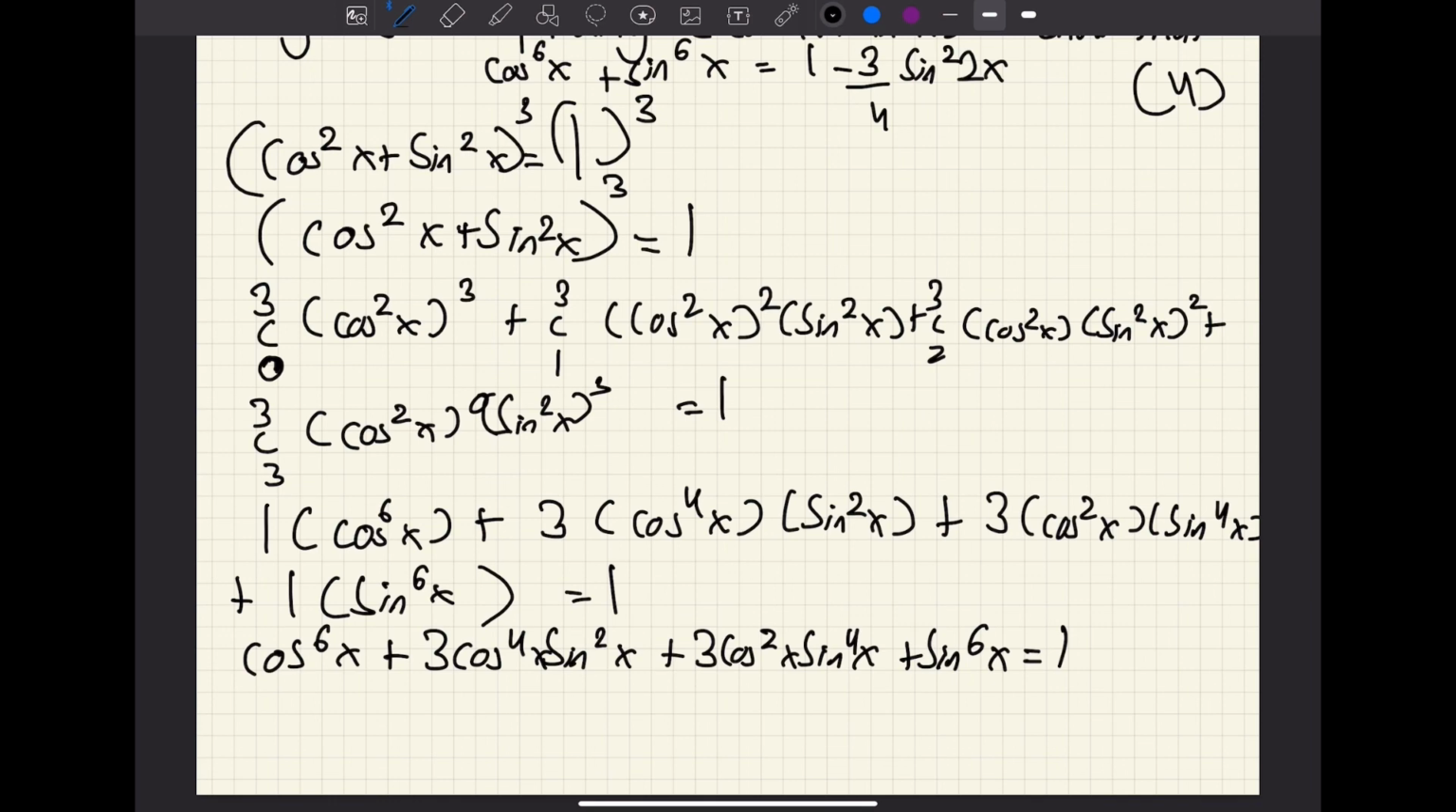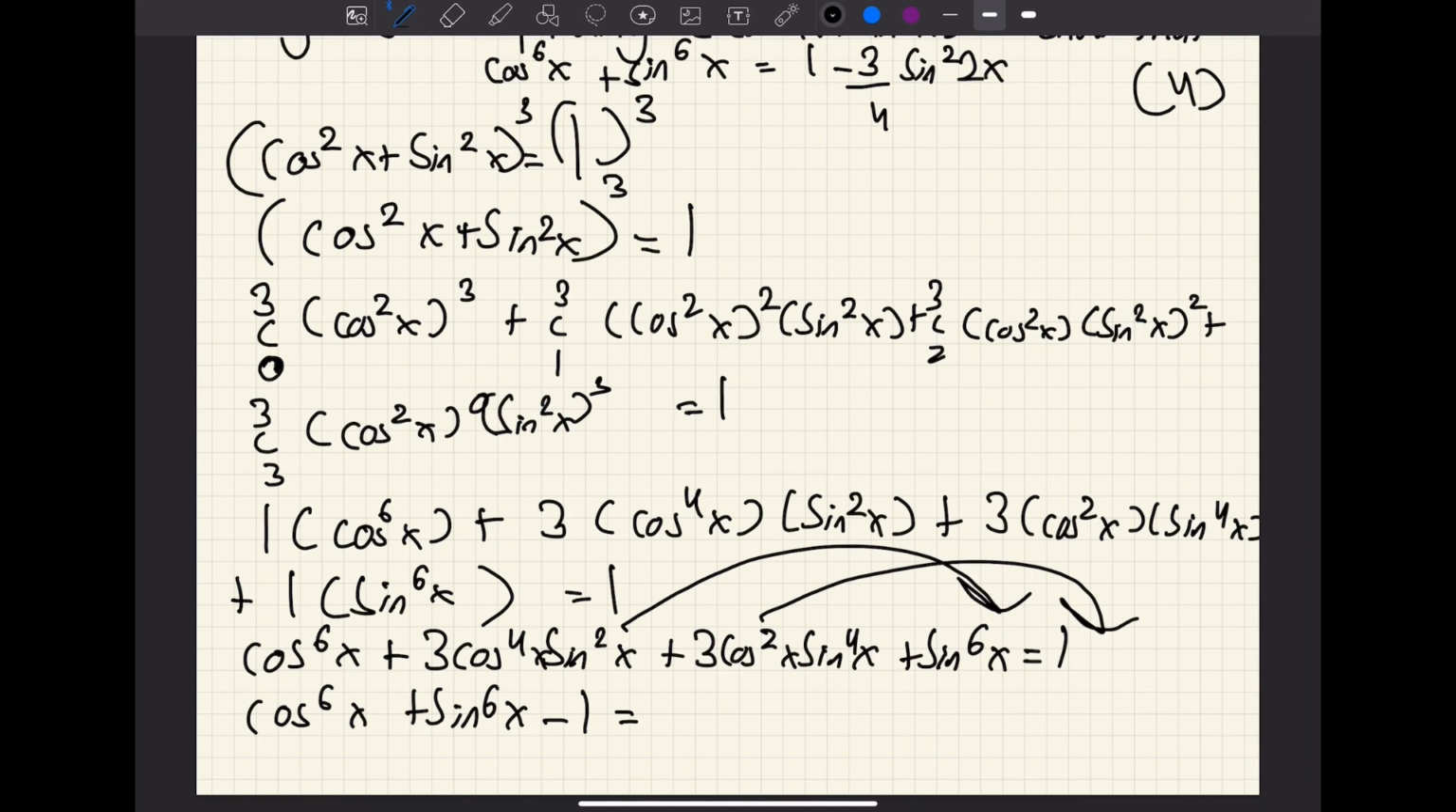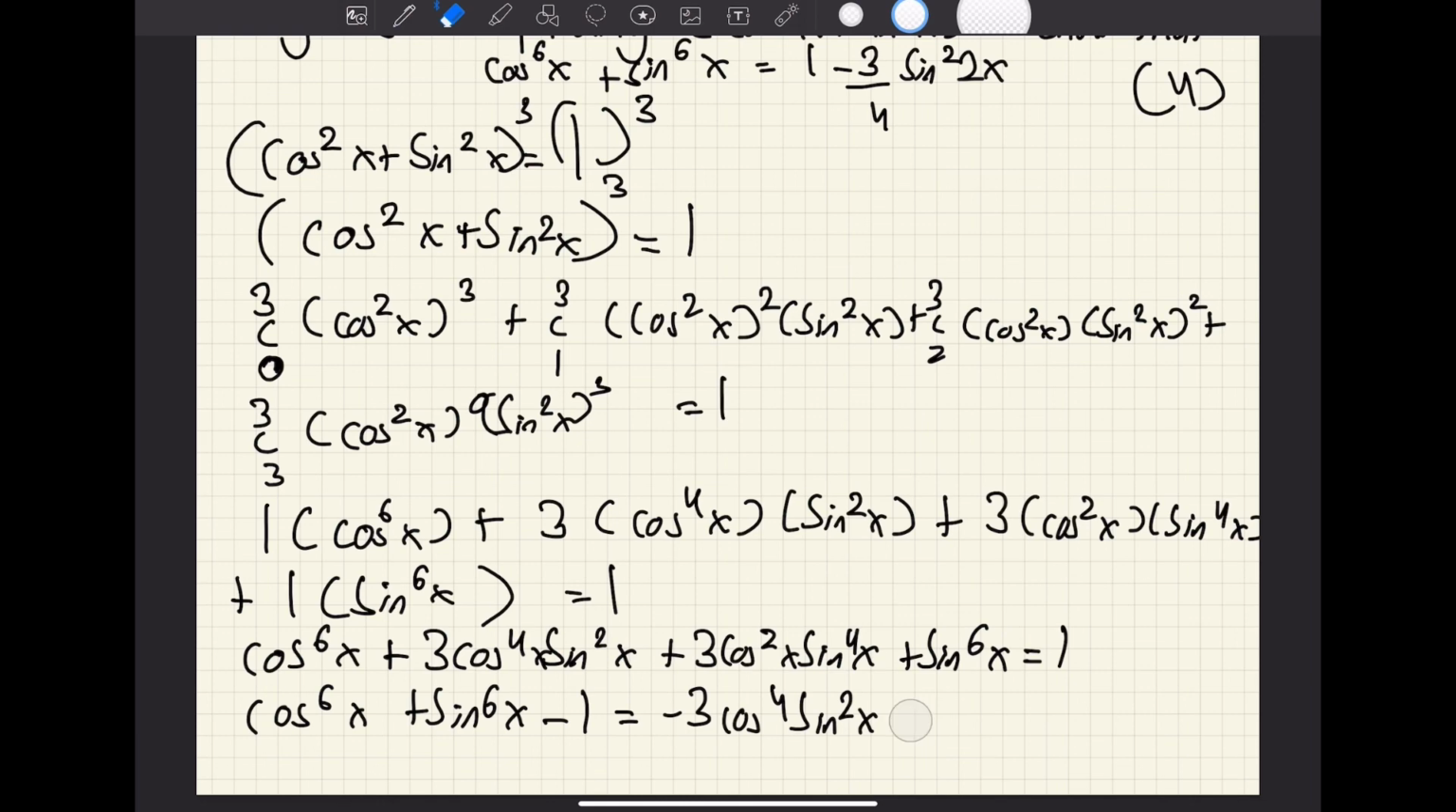You'll see later. So cos 6x plus sine 6x. Okay, I want to move 1 to the left hand side. You'll see. And let's move this over here, and let's move this over here as well. So that would be negative 3 cos to the power 4 sine square x. Negative 3 cos square x sine to the power 4x.